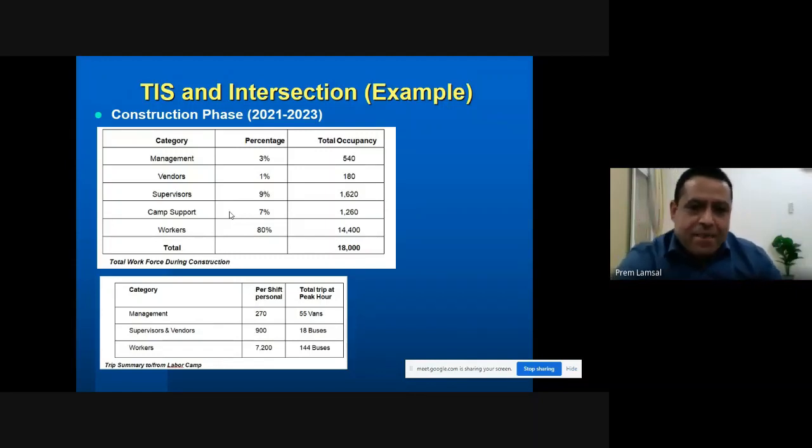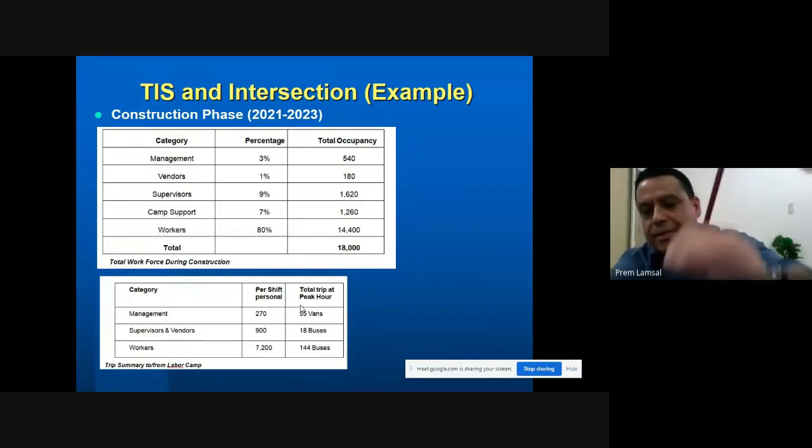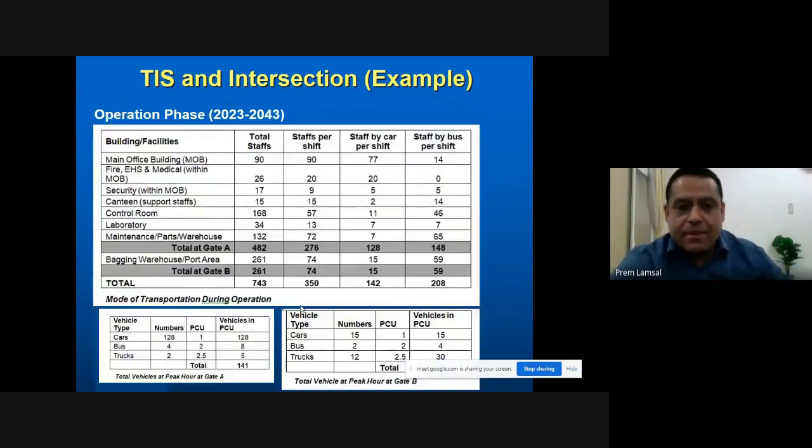And what kind of modification is required in the existing intersection. For example, here there were 18,000 total people going to work there. This is the total workforce. Out of them, management people are carried by 55 vans, supervisors and vendors by 18 buses, and workers by 144 buses. These are the volumes added on those roads and intersections during the construction phase.